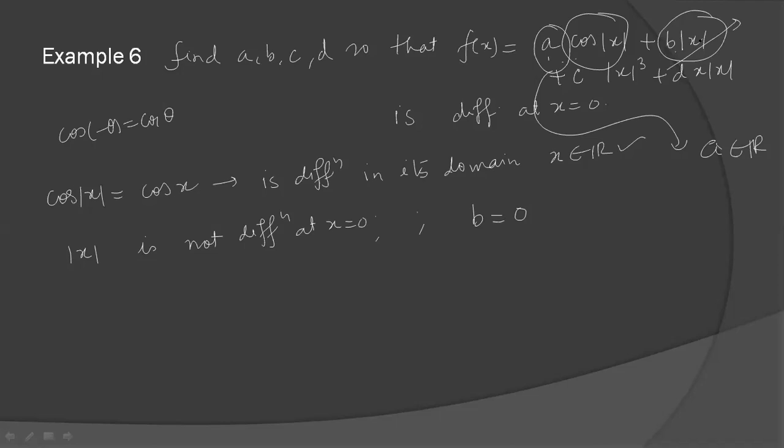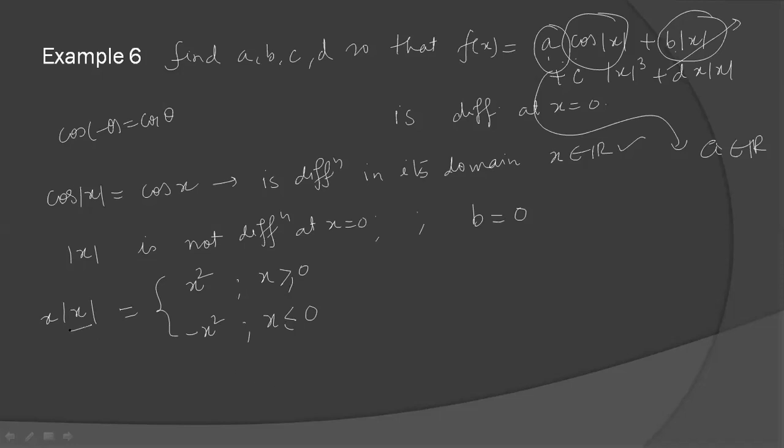So put b equal to 0. What about mod x? x mod x and mod x cube. See, x mod x can be written as x square when x is greater than 0, and minus x square when x is lesser than or equal to 0. Or put the equal sign in both, because at x equal to 0 the value is 0.